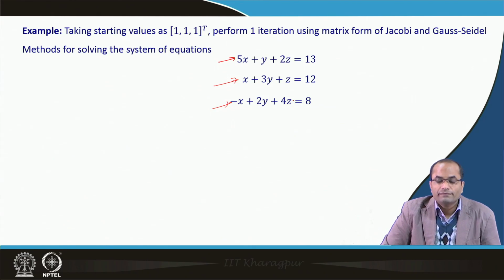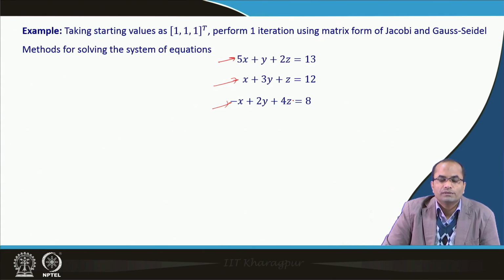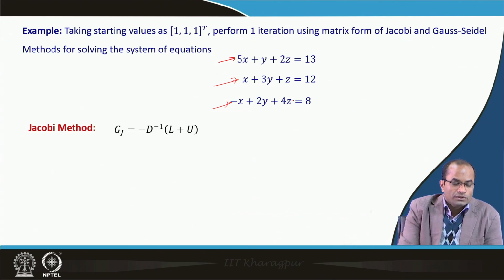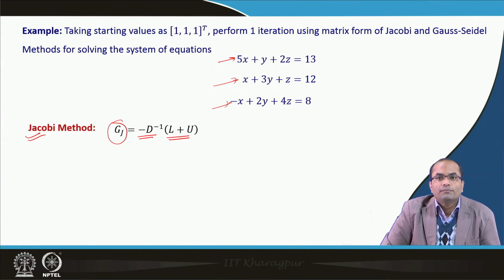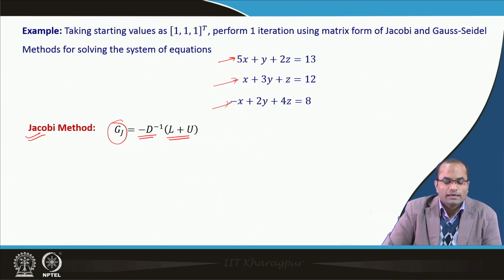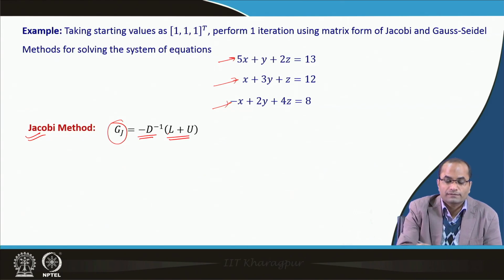But now we will write everything in matrix form, because sometimes using matrix form is much easier in many programming languages. Once we have the matrix form, the computation is going to be faster. For the Jacobi method, we need the iteration matrix, which is minus D inverse times L plus U. L is the lower triangular matrix, U is the upper triangular matrix.